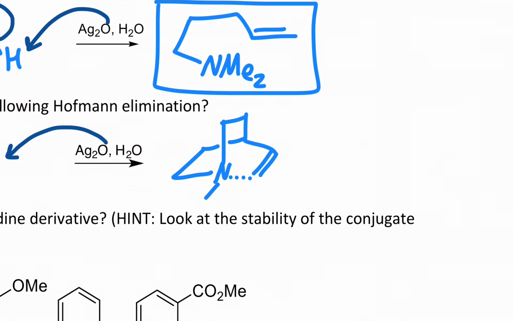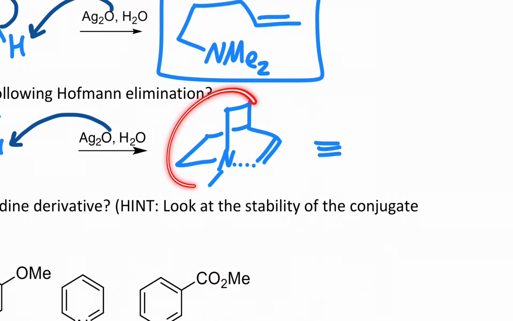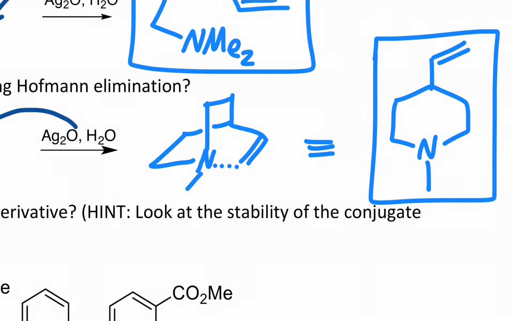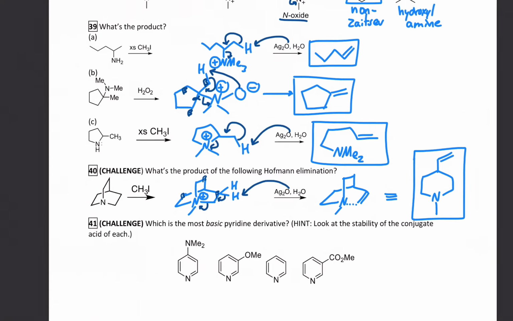It might be easier to look at this molecule if we redraw it. This is just a 6-membered ring with a vinyl sticking off of the ring opposite where the nitrogen is. So I'll draw a 6-membered ring with a nitrogen, has a methyl on it, and then there's a vinyl attached on the opposite side of the ring. That's your product of that elimination.